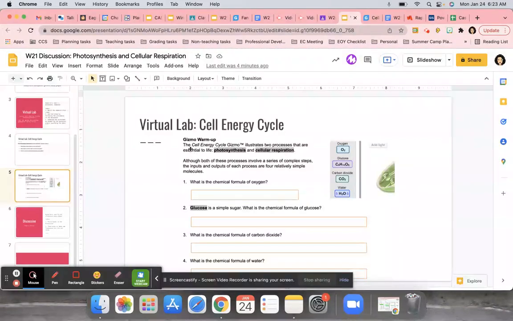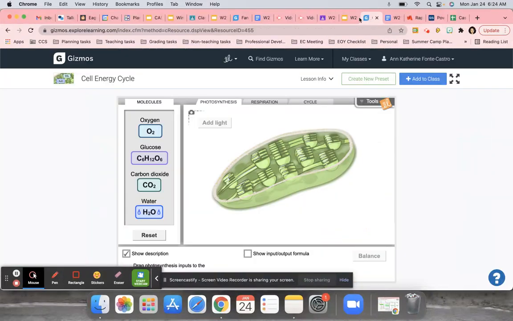The Cell Energy Cycle Gizmo illustrates the two processes that are essential to life: photosynthesis and cellular respiration. Although both of these processes involve a series of complex steps, the inputs and outputs of each process are four relatively simple molecules. Let's get familiar with those four simple molecules. First is oxygen. What is the chemical formula of oxygen? We can also see it in here. This is oxygen, and this is the formula for it.